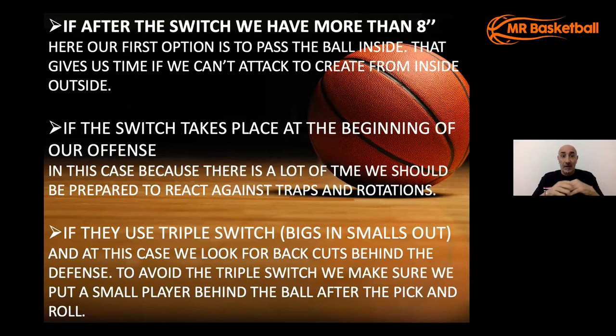If we want to avoid triple switches, if we know, let's say, we play a team that constantly uses the triple switch, what we should do is put our next big guy in front of the ball. That means we use the pick and roll and we are attacking towards our 4-man. So we leave a small guy behind the ball. That will not allow the defense to go on a triple switch. And even if they do, we still have a big mismatch inside. So we put a small behind the ball and the other big guy in front of the ball.